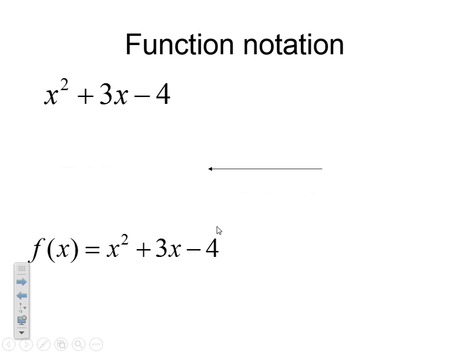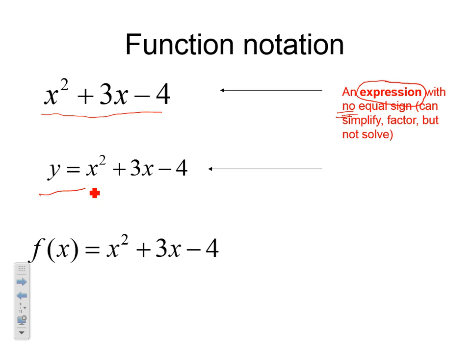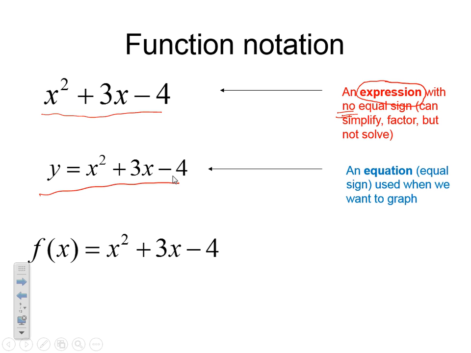All right, function notation. So what does it mean to be a function versus not a function? So this x squared plus 3x minus 4, that is not called a function, it's called an expression. The reason why it's an expression is because it doesn't have an equal sign. You can either simplify it, factor it, but you can never solve an expression. Okay, this is review. This next one is called an equation. Why is it called an equation? Because it has an equal sign. Okay? We use this when we want to graph or solve.